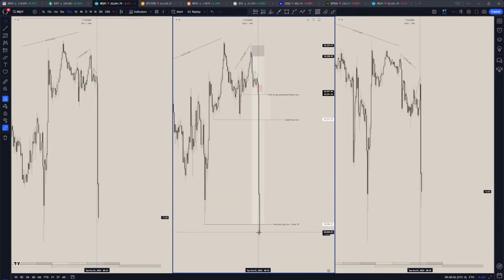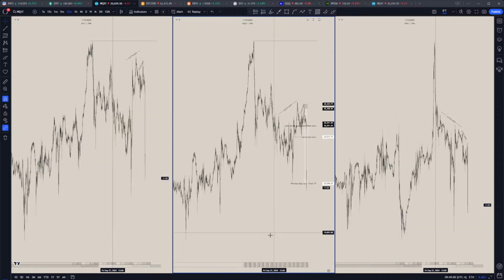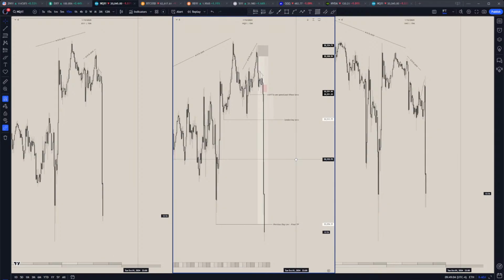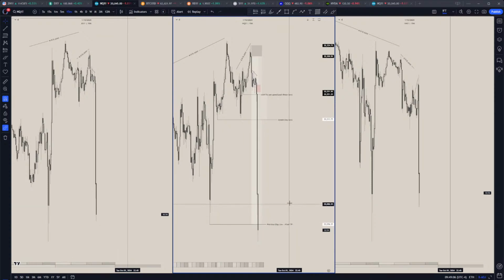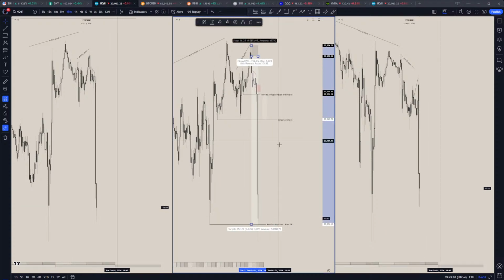Okay, so that should be full close. You're gonna leave a runner if you want. If you leave a runner, target previous week low and then move stop to break even for sure. I'm full out of my trade already, so I can't even. But this is a crazy trade today. Very nice.